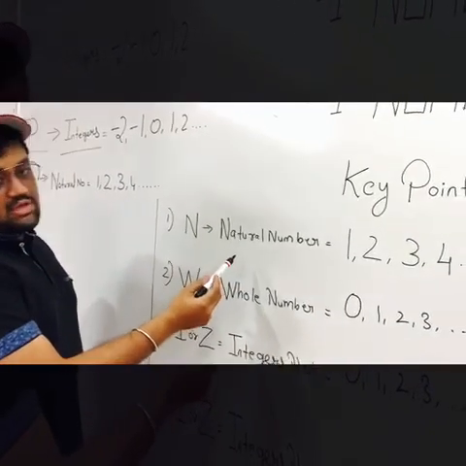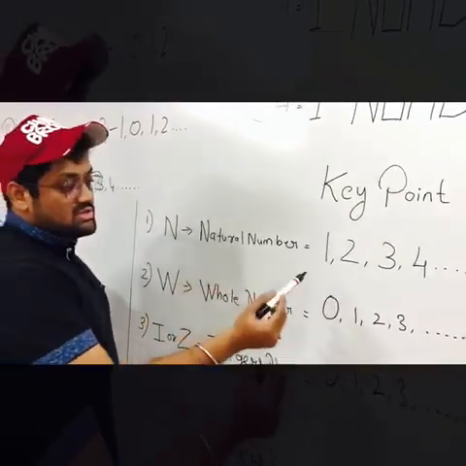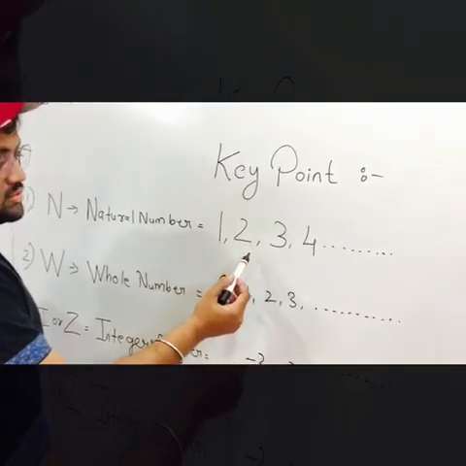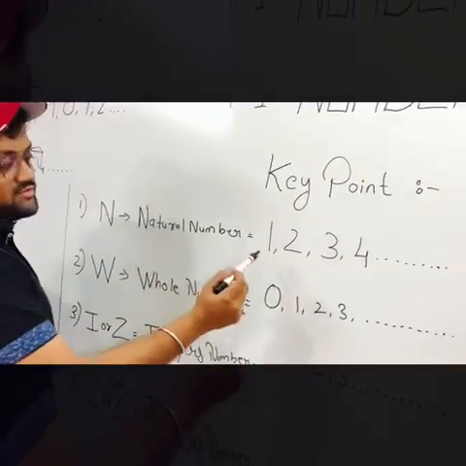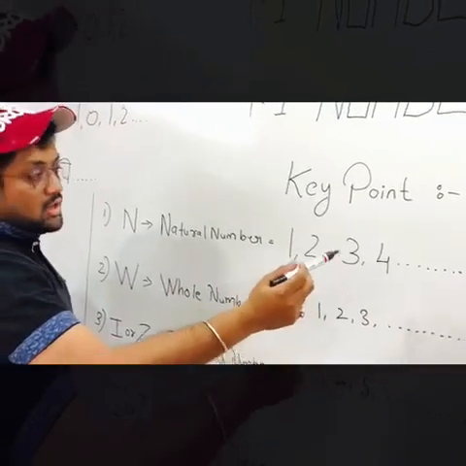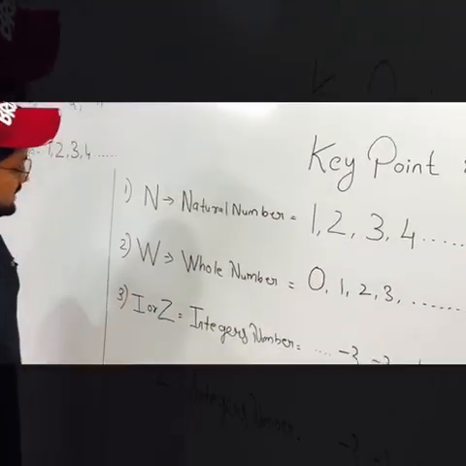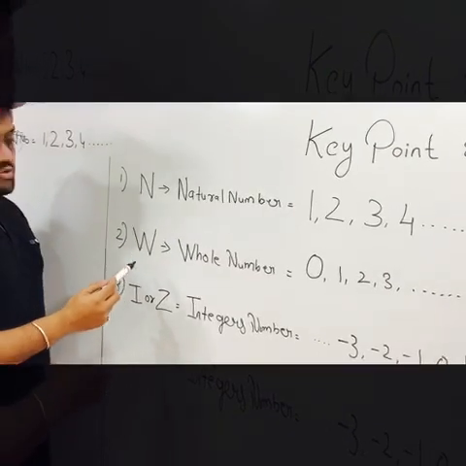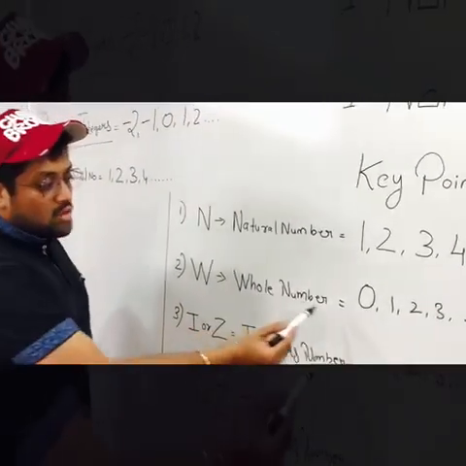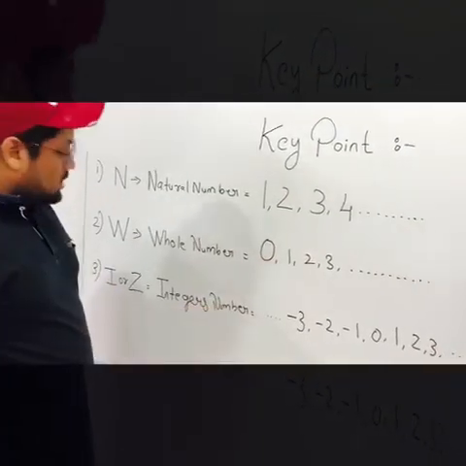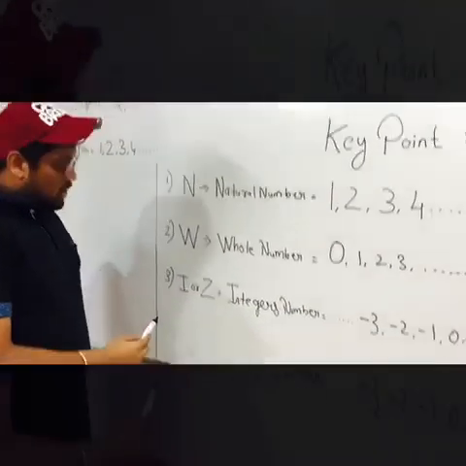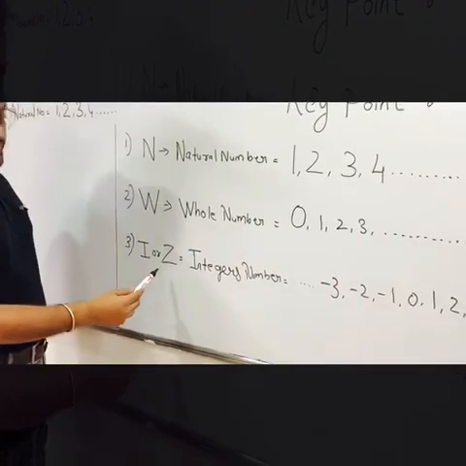N stands for natural number. The natural numbers start from 1, 2, 3, 4 and so on. The second point is W. W means whole number, and the whole numbers start from 0, 1, 2, 3 and so on. And the third point is I or Z.